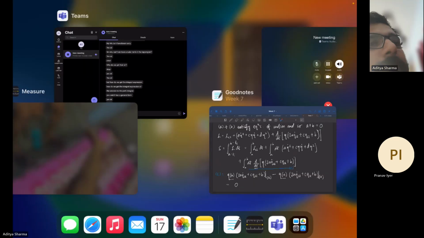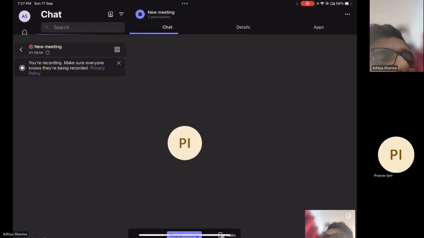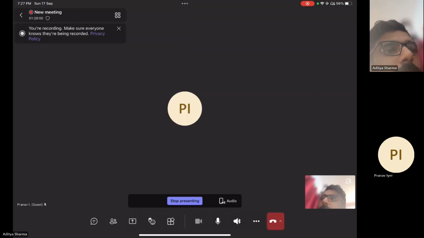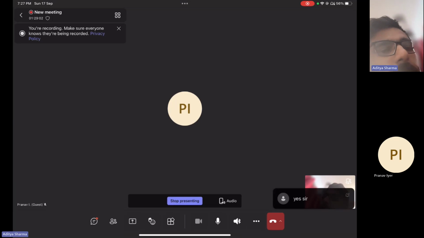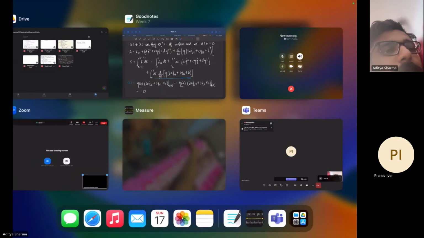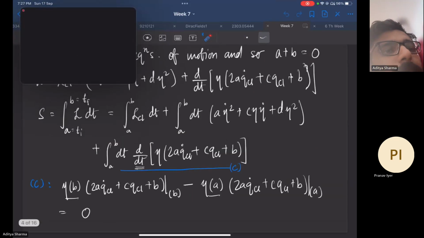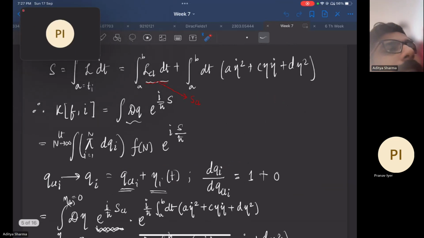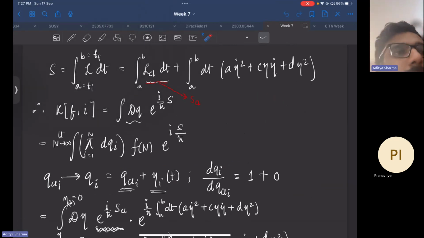Clear till here? Are you clear? Yes. Okay. This is 0. So your integration S is nothing but this part. And this term is nothing but the classical action, because this is over the classical path.